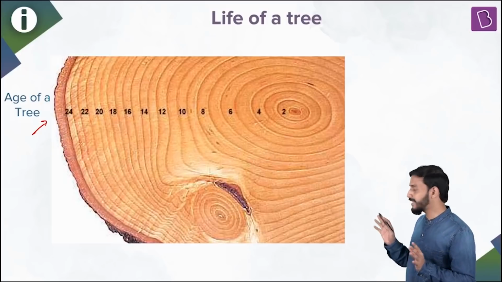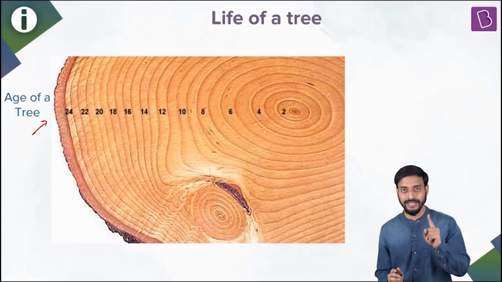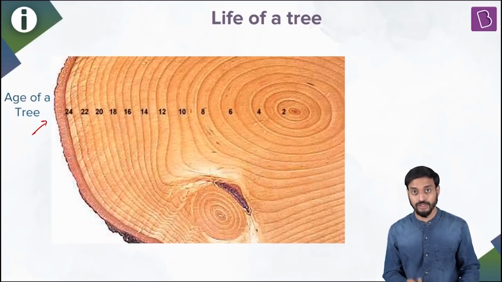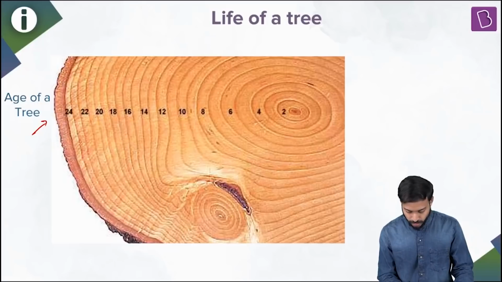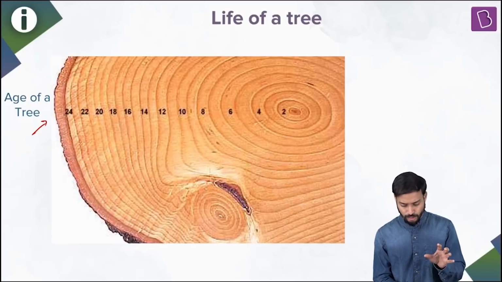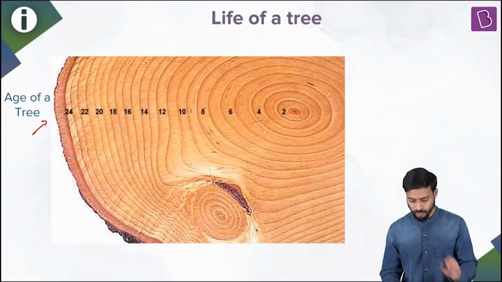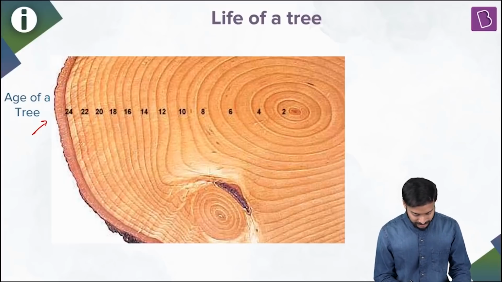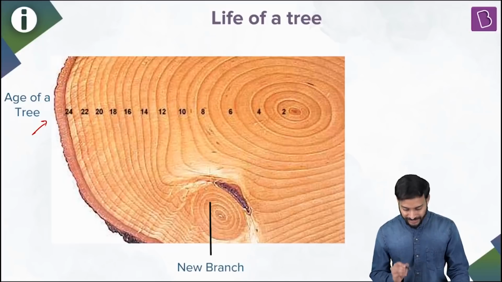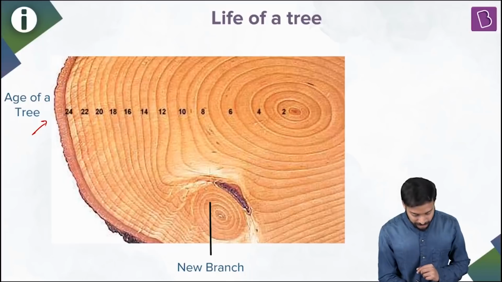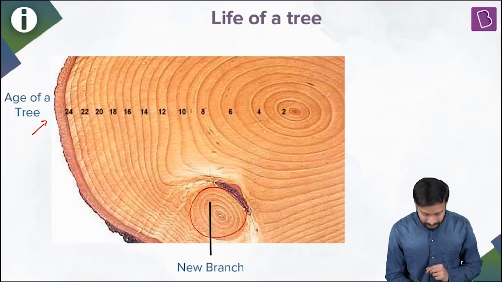Whatever you are seeing on the screen does not just give us an idea about the age. It gives us multiple other pieces of information also. Let's see. So here the age would be 24. In addition to that, can you see the circles like these? These indicate that this new circle inside is a new branch, and its age is as much as the rings that you're seeing inside this.